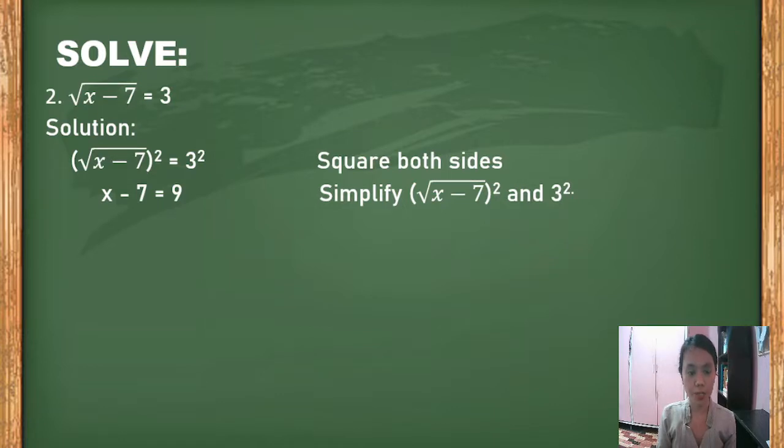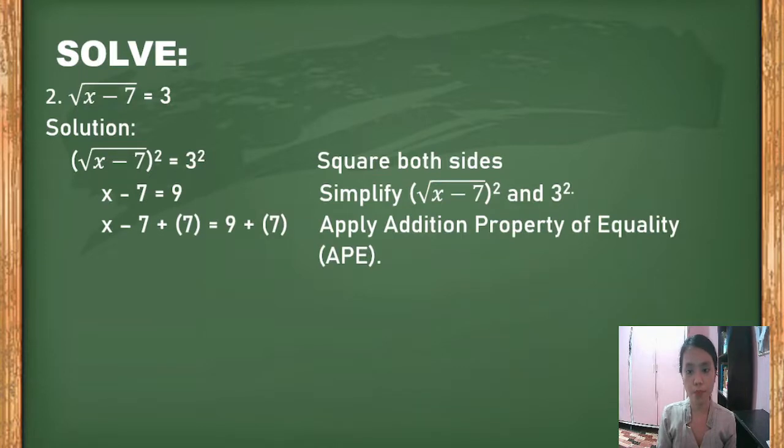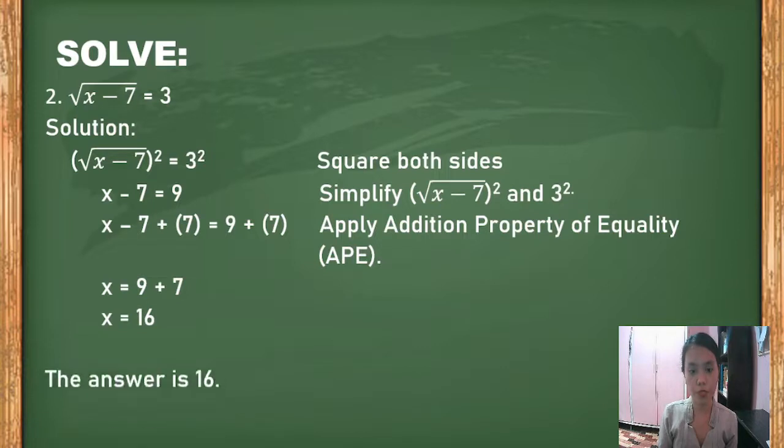Now, to solve for our x, mapapansin natin doon sa ating left side na x minus 7, may kasama si x. Para matanggal si negative 7, masolve natin ang x natin. Apply tayo ng addition property of equality or APE. So, when you apply APE, we are going to add both sides ng positive 7. Then, simplify. When you simplify it, may maiiwan na lang si x natin sa ating left side, then sa kabilang side naman, we have 9 plus 7. Adding that, the value of x in number 2 is 16.